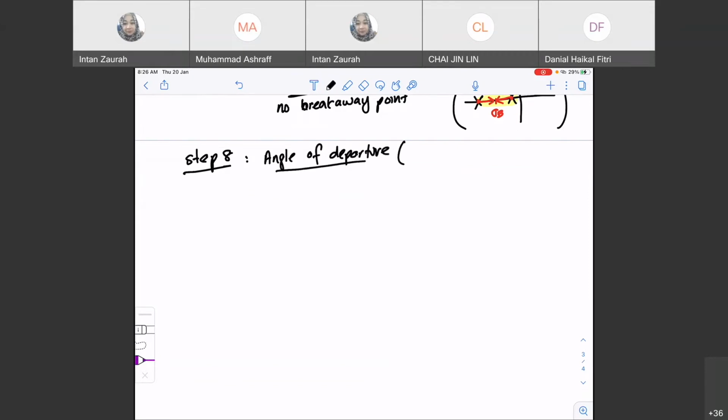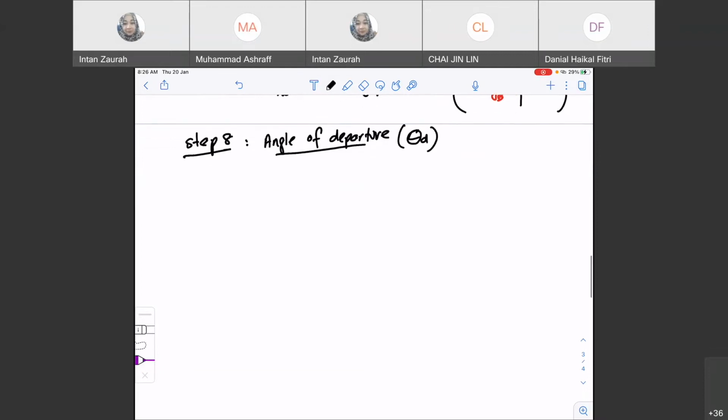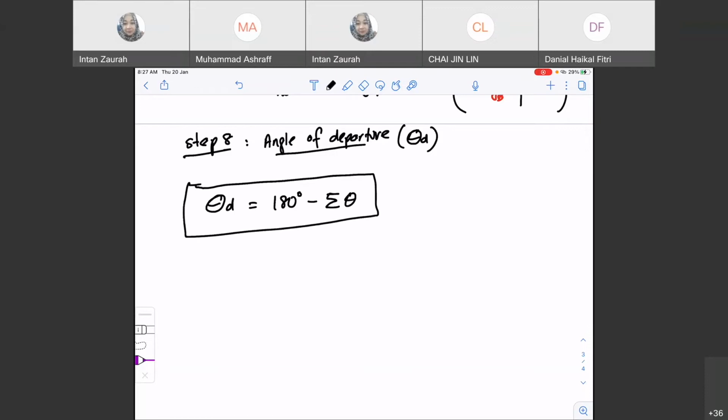So angle of departure is given by theta d. Okay, so the angle of departure, the formula is 180 degrees minus sum of angles. Okay, so that is the formula. But what is sum of angles? So I'll show you, it is the sum of any positive angle coming from your poles minus any angle coming from your 0. Okay, so if you have any angle coming from poles, it will be minus the angle coming from 0.